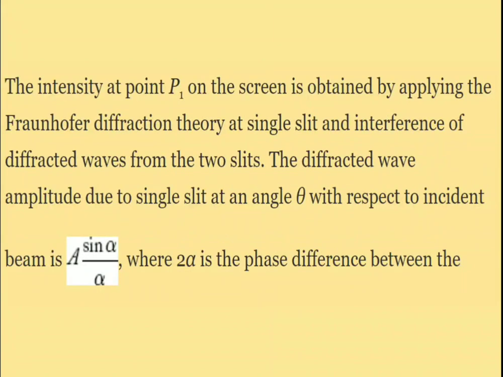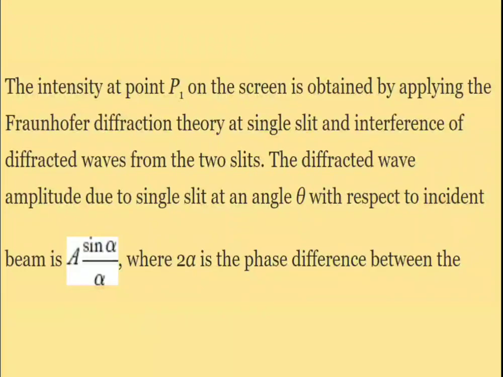Then what about the intensity at the point P1 on the screen? For this purpose we have to use the formulas from Fraunhofer diffraction due to a single slit, and the interference of the diffracted waves from the two slits. The diffracted wave amplitude due to a single slit at an angle theta with respect to the incident beam, we have already found.